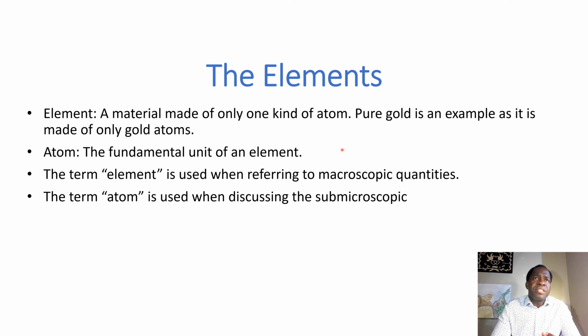Take an element and divide it in pieces. When you get to the point where you cannot divide anymore, each piece at that moment is called an atom. It's very small, and sometimes it's even hard to see. The term element is used when referring to a microscopic quantity, and the term atom is used when discussing the sub-microscopic.